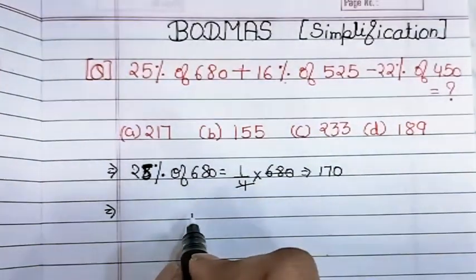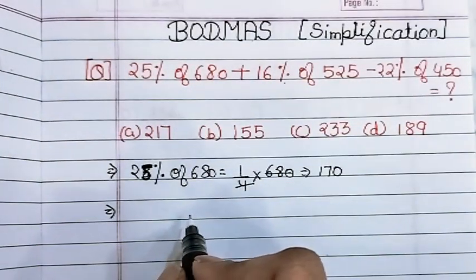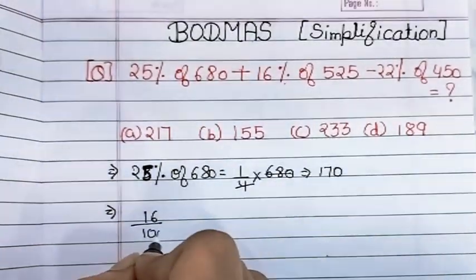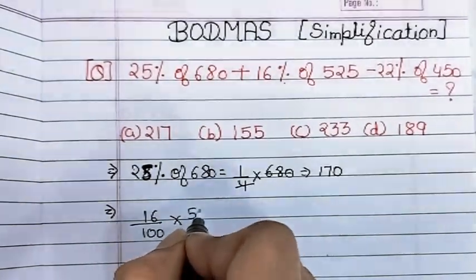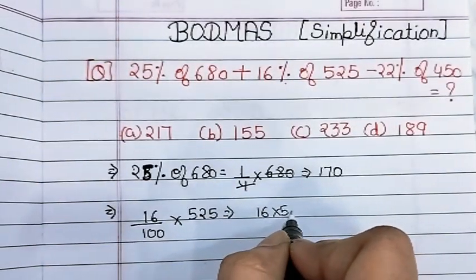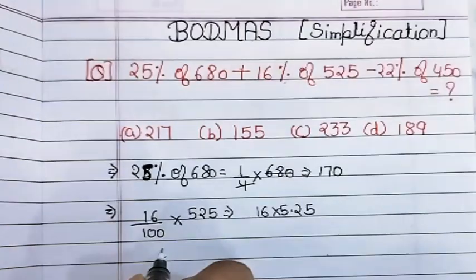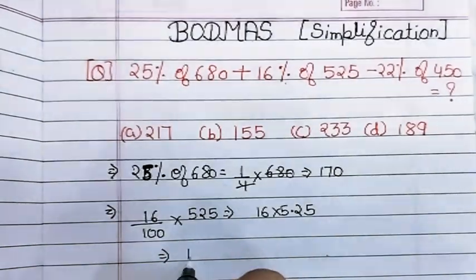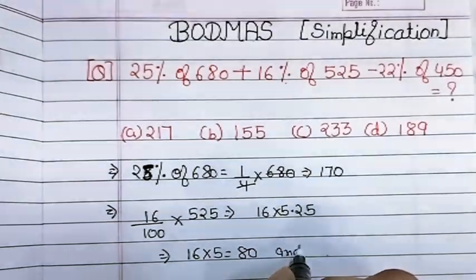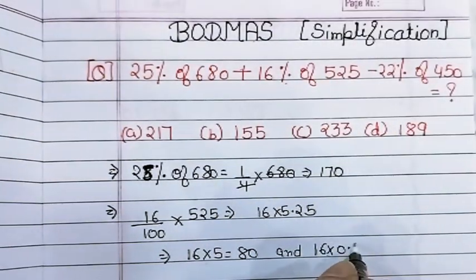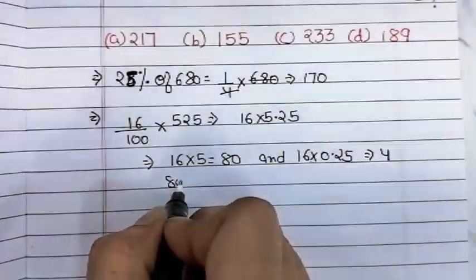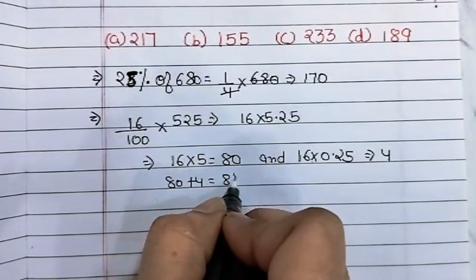To find the percentage, multiply the number by the percentage rate and divide it by 100. So you will write 16 upon 100 multiplied by 525, and after that you can easily write it as 16 times 5.25. Now you can use a trick for multiplication. 16 into 5 you will get 80, and the remaining digits are 0.25, and after multiplying it's easy, it's 4. Now 80 plus 4 is equal to 84.